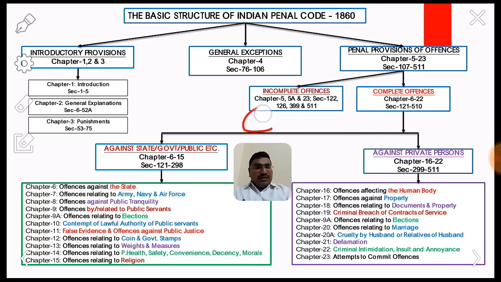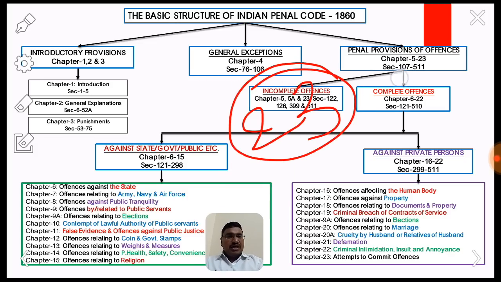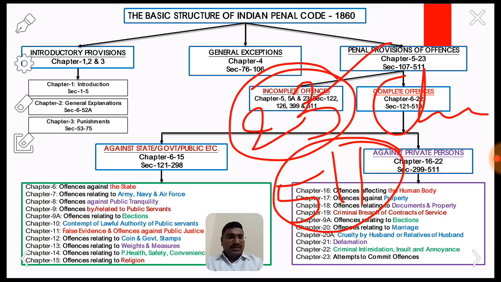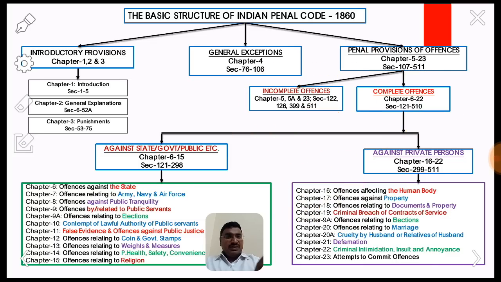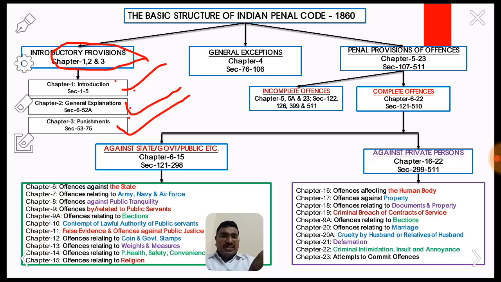There are total 23 chapters and 511 sections. Chapters 1, 2, 3 are dealing with the introductory provisions. Chapter 1, which comprises sections 1 to 5, deals with the introductory provisions of IPC: short name, extent or applicability, jurisdiction, etc. Sections 6 to 52A speak about the general explanations. Section 3 speaks about punishments from section 52 to 75. These are the introductory provisions of IPC.